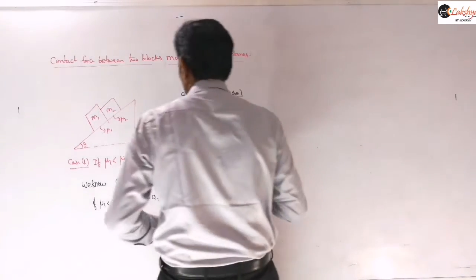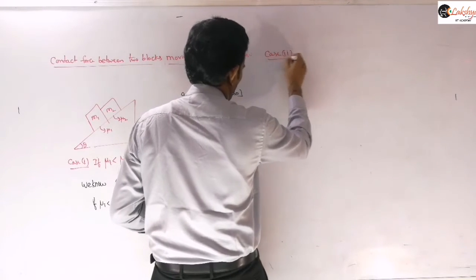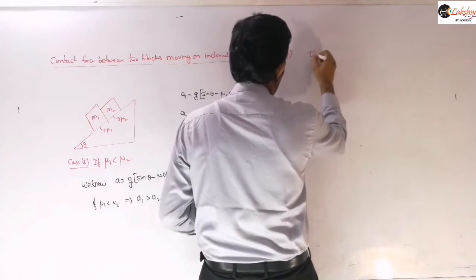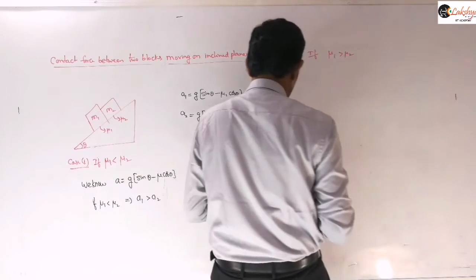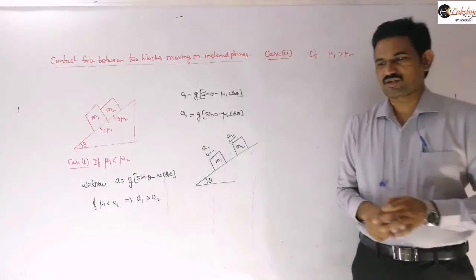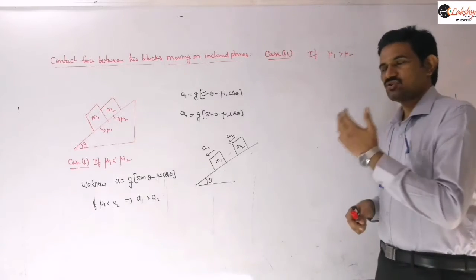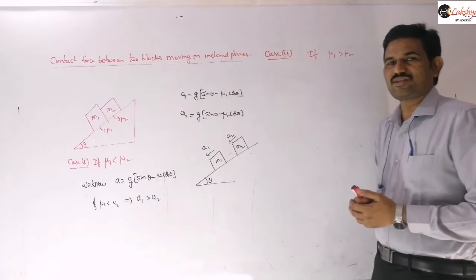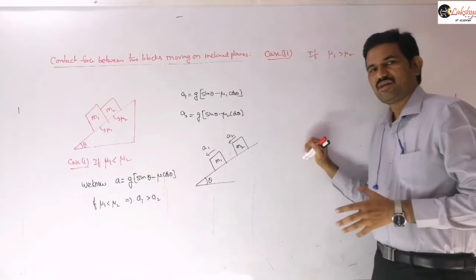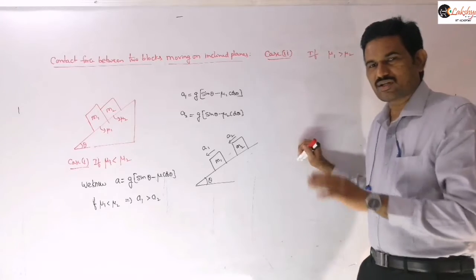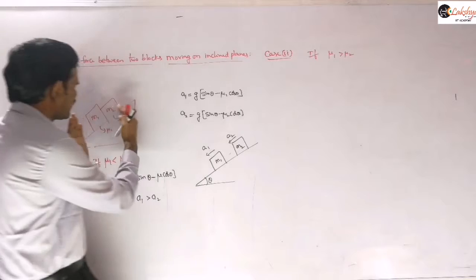And whereas if you are taking the reverse case, so case 2 I am taking here, if mu1 is greater than mu2, then you can conclude that the acceleration of M2, if they are moving separately, should be greater than that of M1. And so that indicates that both the blocks will be in contact. For example, if it has 4 meter per second square, then it should have 8 meter per second square if they are moving separately.